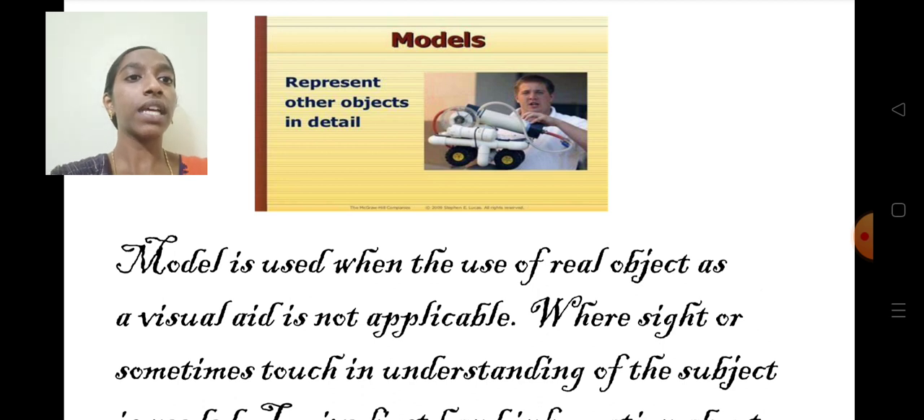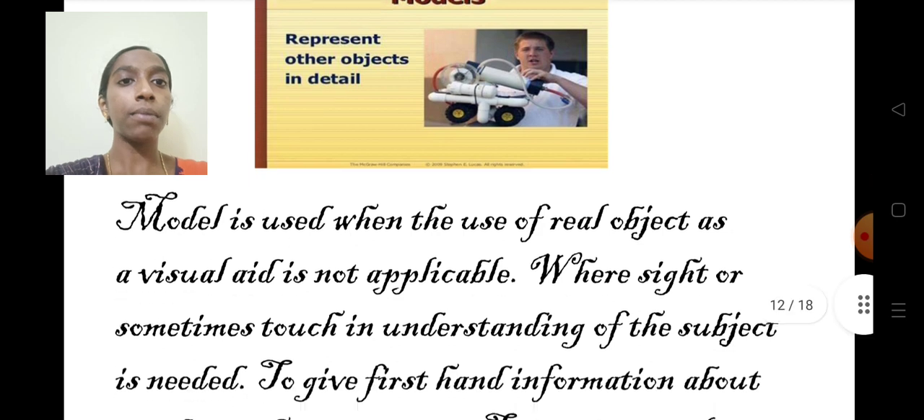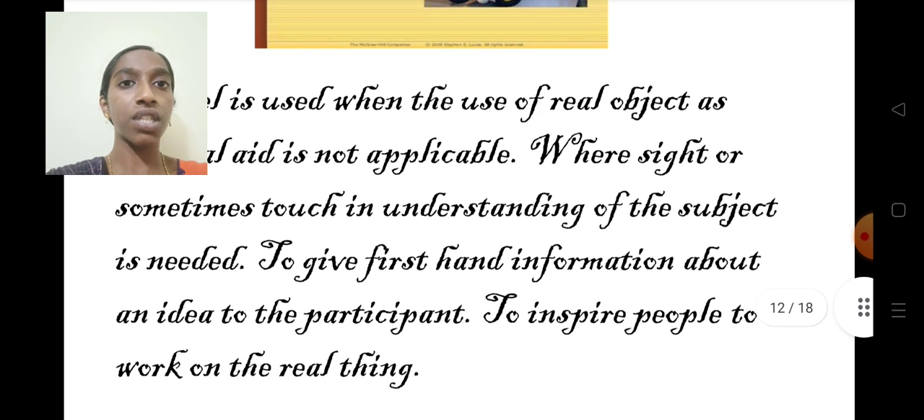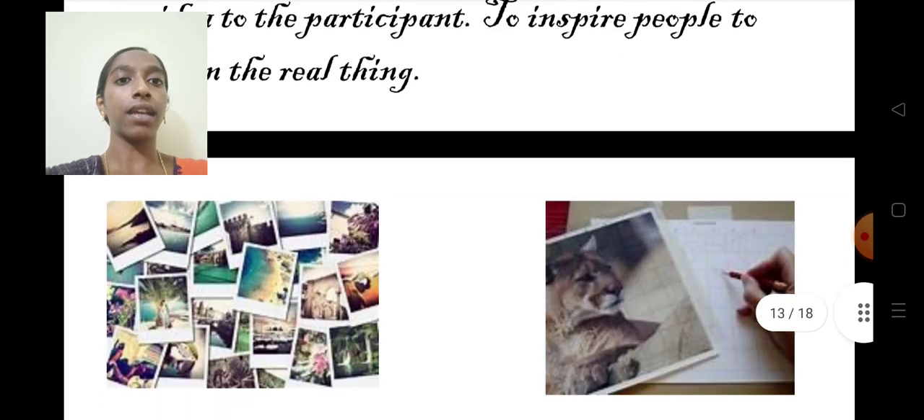First one, model. A model is used when the use of a real object as a visual aid is not applicable, where sight or sometimes touch in understanding of the subject is needed to give first-hand information about the idea to the participant, to inspire people to work on the real thing.